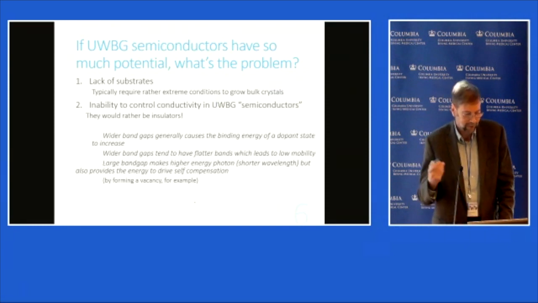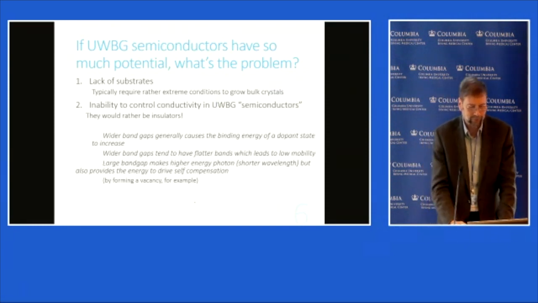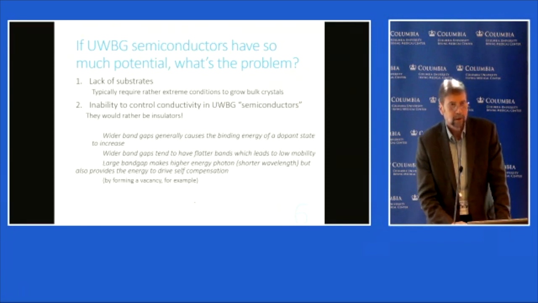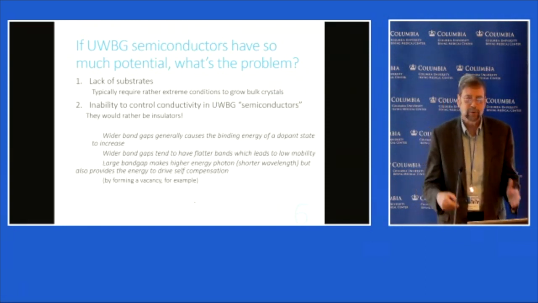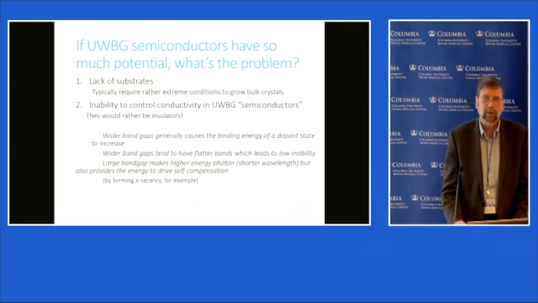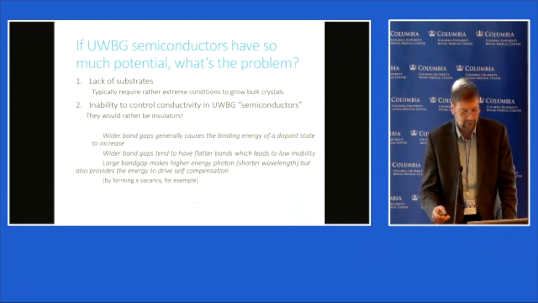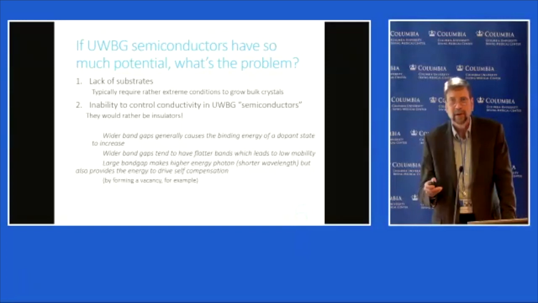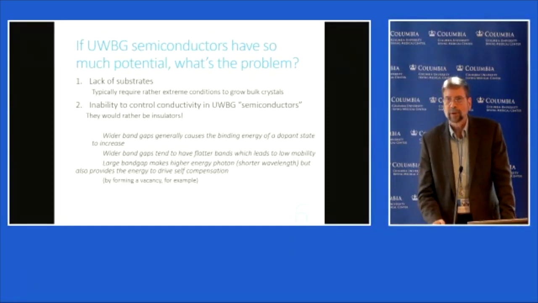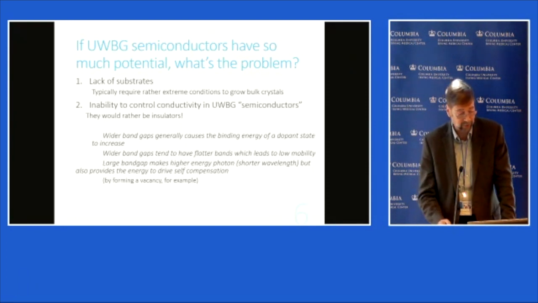So, if ultra-wide bandgap semiconductors have so much potential, what's the problem? A big one has been lack of substrates. These ultra-wide bandgap materials generally require very high temperatures or high pressures. It's difficult to make bulk crystals, and that's something that's been different from other semiconductor technologies. And the other big thing is, how do you control the conductivity in these materials? That's been a key issue in working on these semiconductors, and part of the point I want to make is that's changed recently.